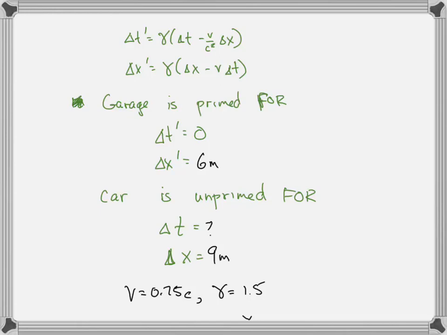So now it's a pretty straightforward plug-in. We can plug into either equation and find that therefore delta t is equal to, just plugging in all the numbers, 2.2 times 10 to the minus 8 seconds. Okay. That's the answer to the time between those two events.